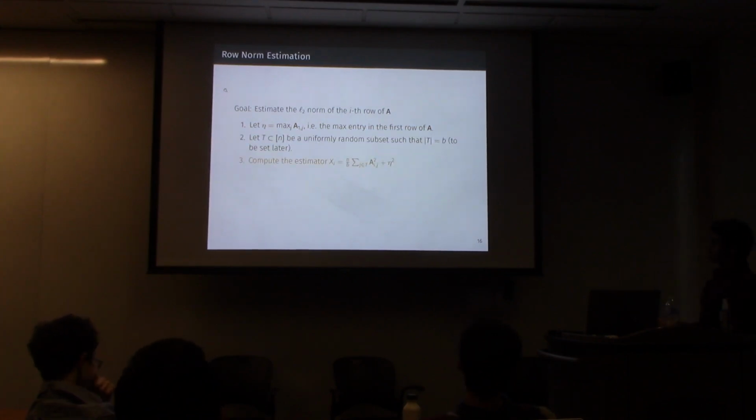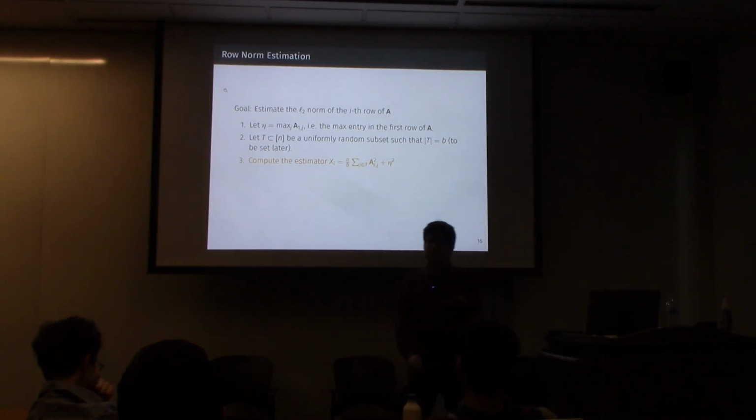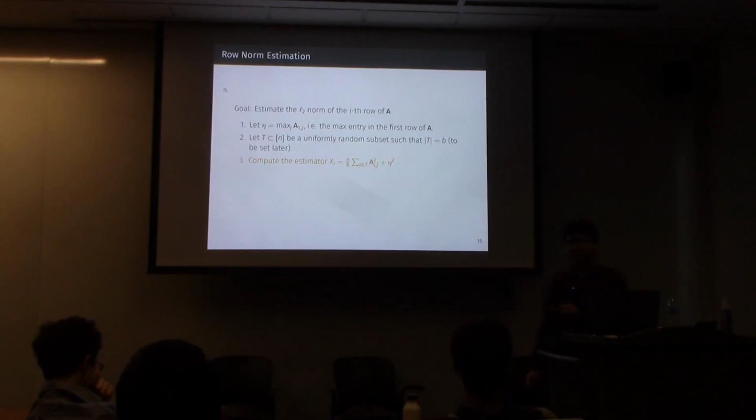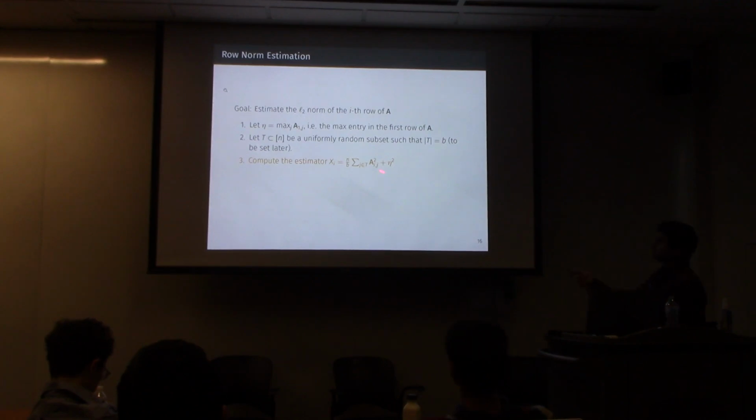The next thing you do is, for the ith row, you sample b entries uniformly at random. B is going to be set later. You take the unbiased estimator that you get from these sampled entries. So I sample b entries, let's call that set T. For each of the sampled entries, since I'm estimating the L2 norm squared, I square everything, scale by n over b, and bias it by the diameter of my point set squared.